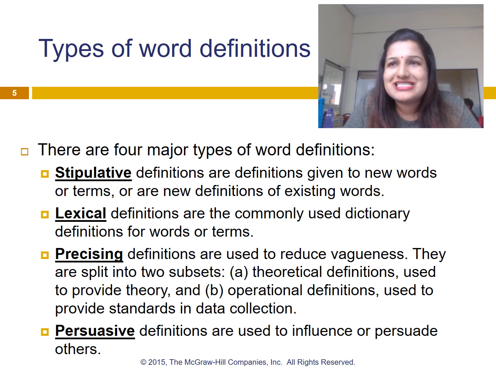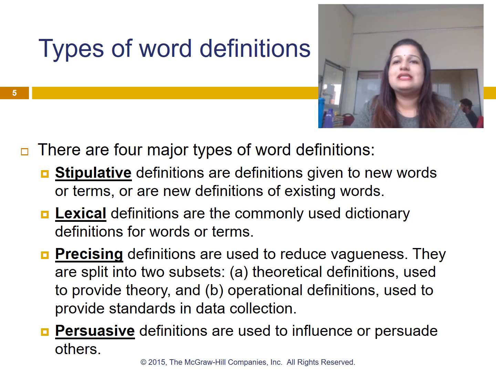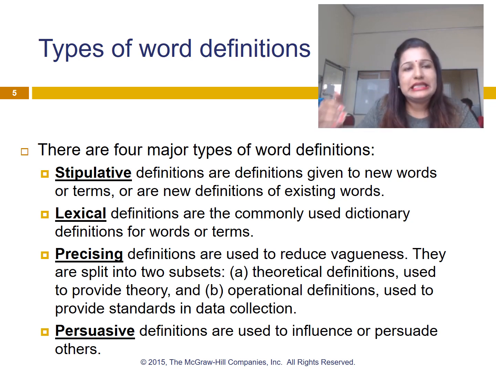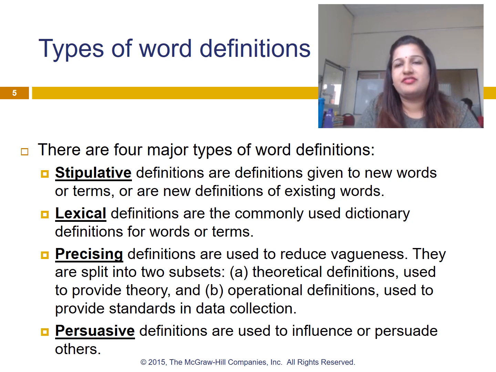Now, let's move on to the second type of word definition. The second type of word definition would be the lexical definition. Lexical definitions are quite easy to understand because they are the definitions that exist in the dictionaries. So if you have a word, then whatever you get in the dictionary is basically the lexical definition of that particular word. So no problem in understanding that.